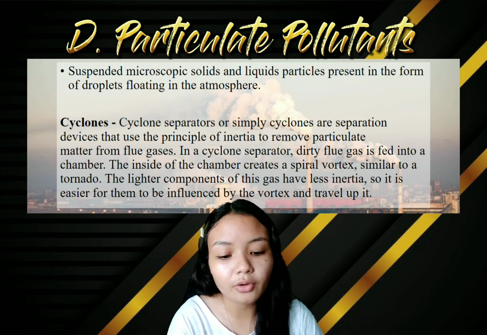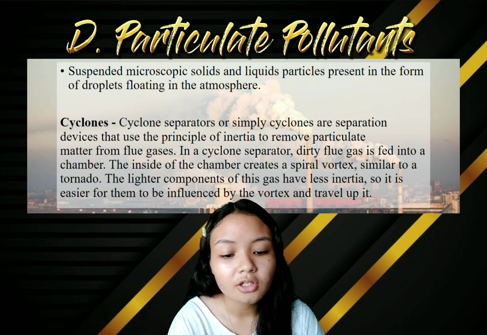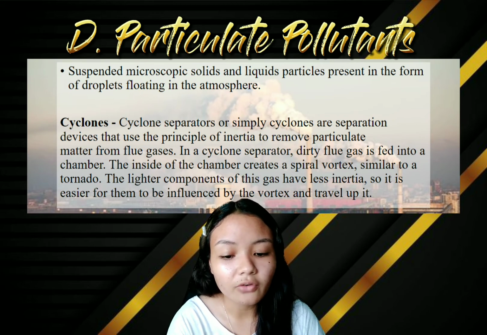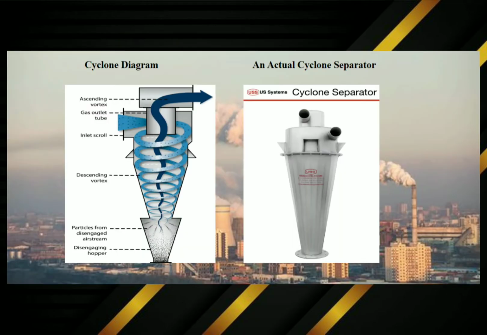Cyclone or cyclone separators are separation devices that use the principle of inertia to remove particulate pollutants from flue gases. In the cyclone separator, dirty flue gas is fed into a chamber. The inside of the chamber creates a spiral vortex, similar to a tornado. The lighter components of this gas have less inertia, so it is easier for them to be influenced by the vortex and travel up it.